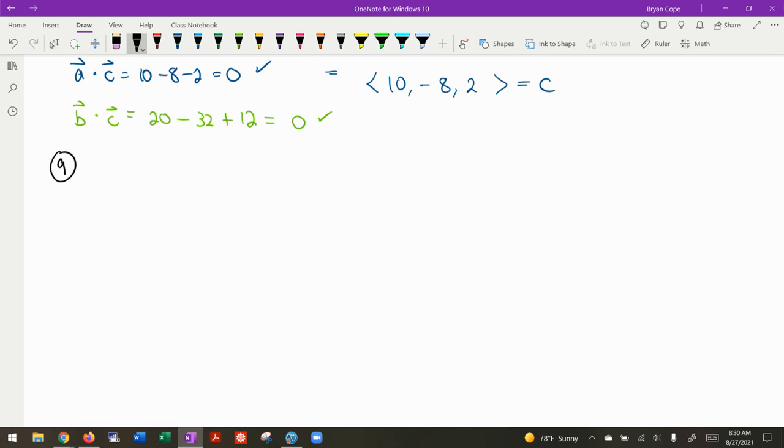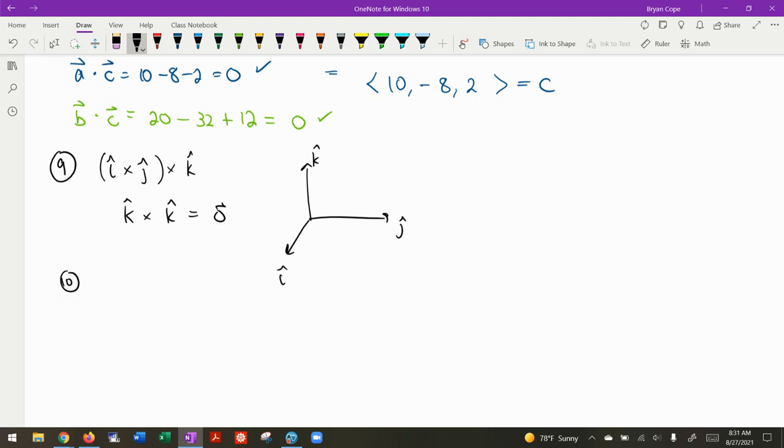In 9, it says, find the vector not with determinants, but by using properties of cross products. So i cross j cross k. So we want to just use right-hand rule here, okay? So here is i, j, and k. I cross j, so fingers in the direction of i and curling towards j gives us k. And then k cross k is the 0 vector. That was one of our properties. A vector crossed with itself is the 0 vector.